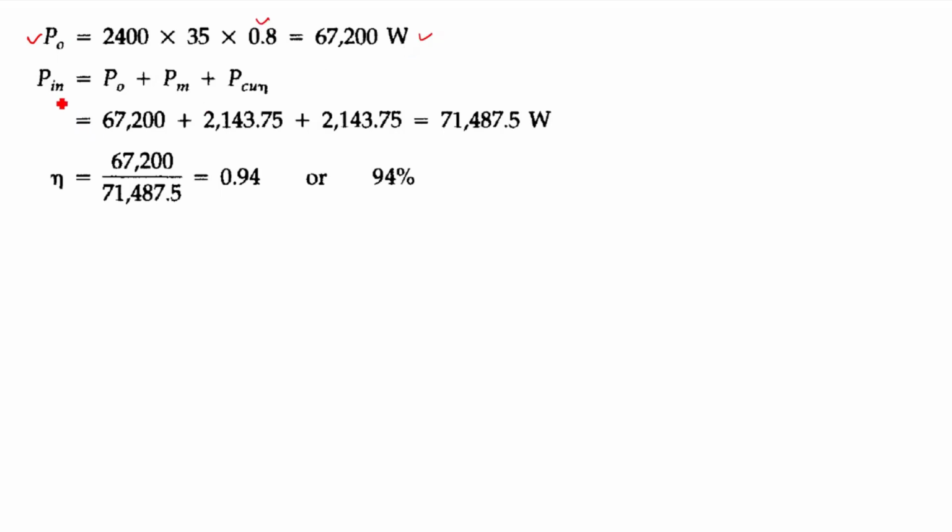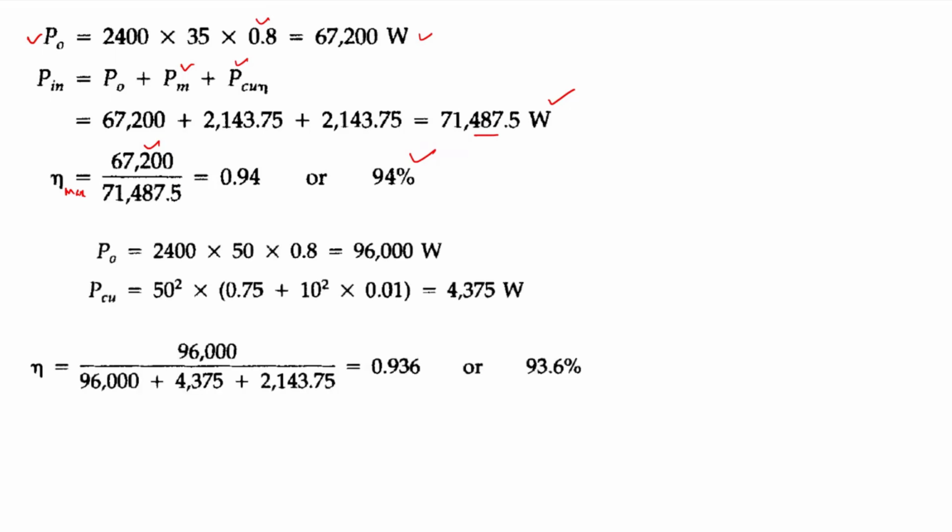And P in under this maximum efficiency condition, where P_M is equal to P_Cu, that will give me 71,487.5 watt. Okay. So now if we find the maximum efficiency, this is eta max. Maximum efficiency will be equal to P out by P in. So if we divide, it is giving 94%. Okay. Now we need to find the efficiency at the full load condition.